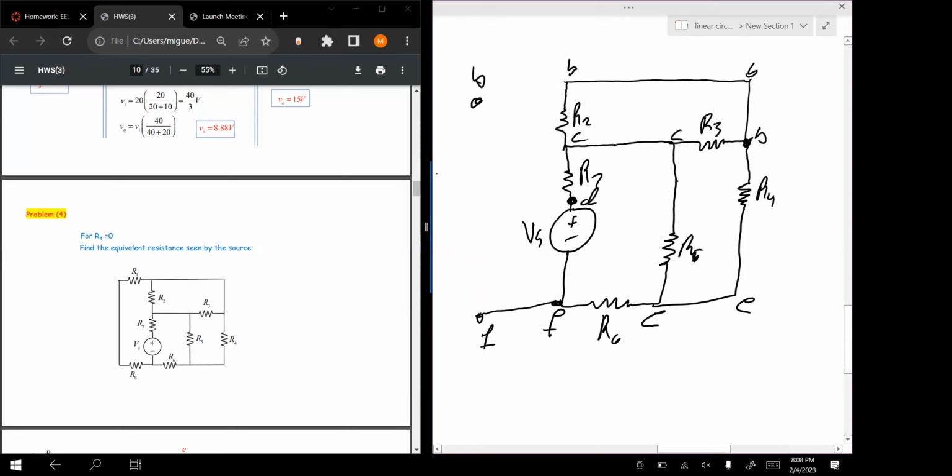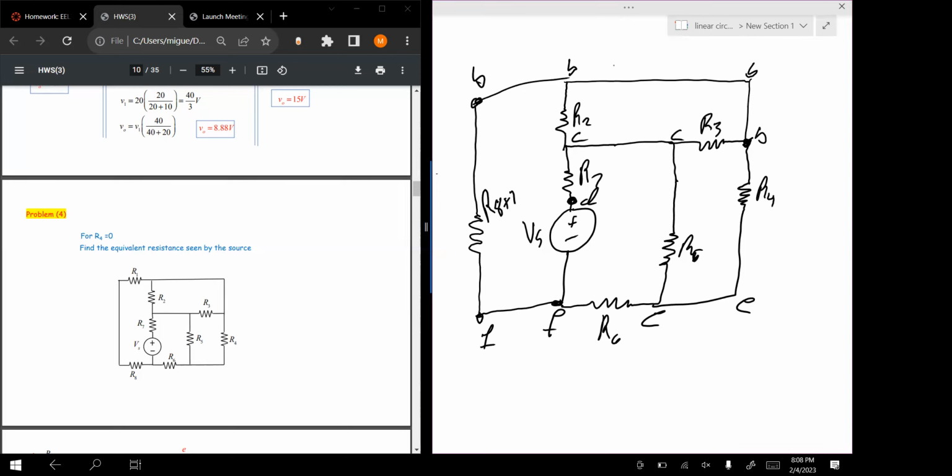into just saying, hey, this is R8 plus R1. That's a series combination. Let's see what else we can combine here.